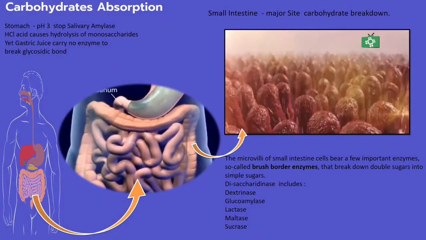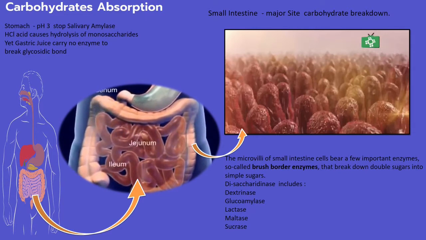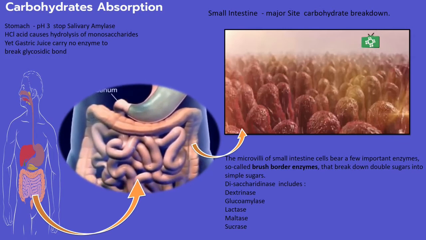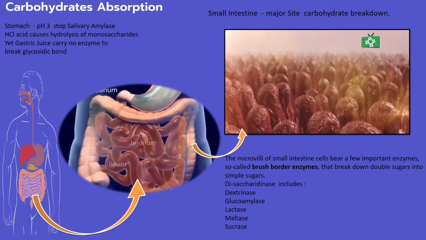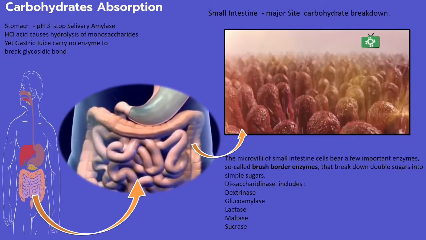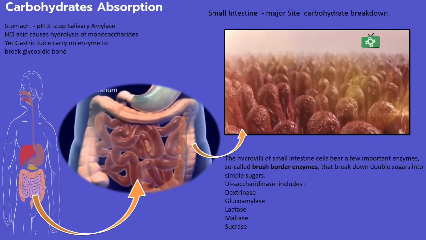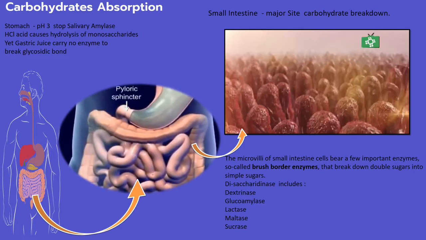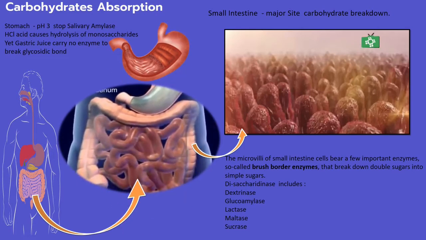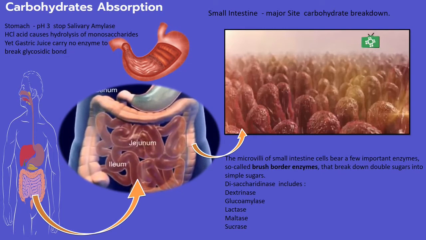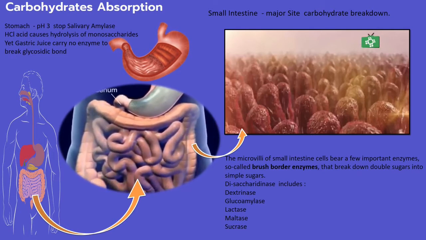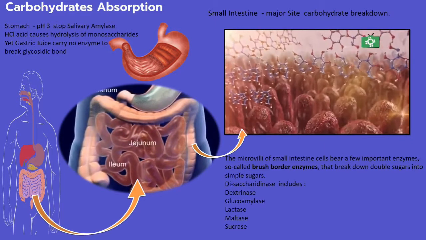The carbohydrates absorption. As we look at the left anatomical illustration, there are organs primarily responsible for carbohydrates absorption, and that is the small intestine, which is considered the major site for carbohydrates breakdown. However, the chyme must first be mixed at the stomach, which has a pH of 3, highly acidic, and this acidic nature will stop the salivary amylase from working.